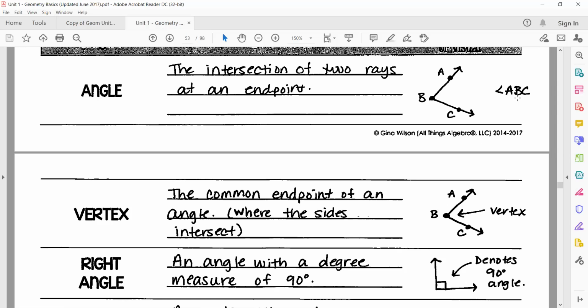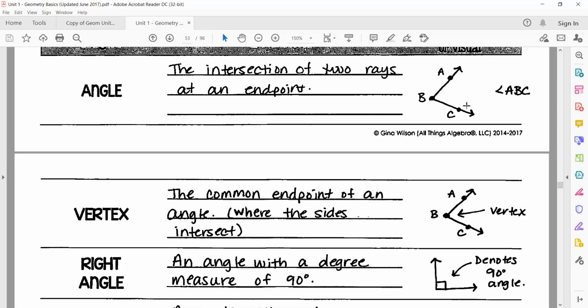The vertex letter is always that letter in the middle. And what you'll learn is the order matters. The order is really important, especially when we start looking at two different triangles or comparing angles to see if there's congruency. The order that these things are listed in is extremely important, and you can rely on it.